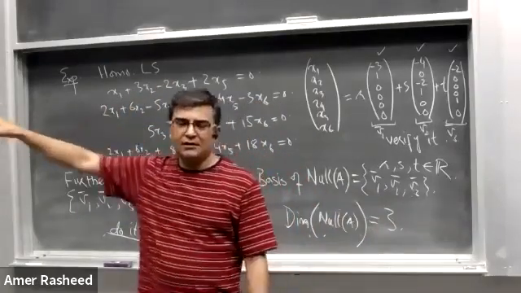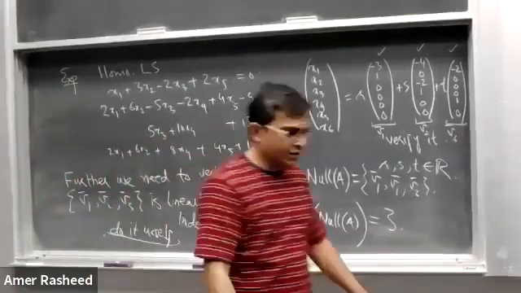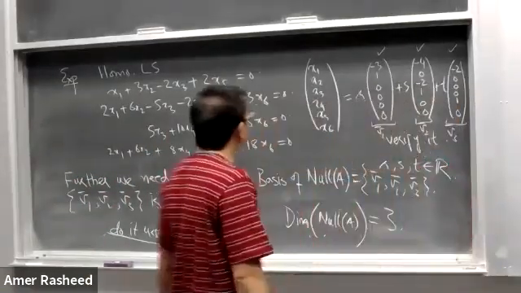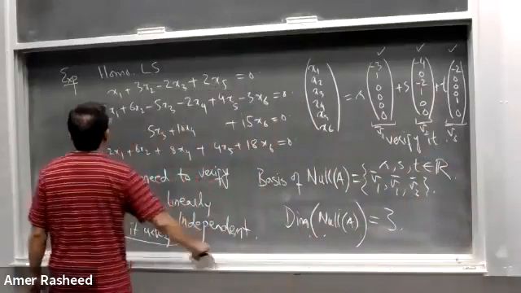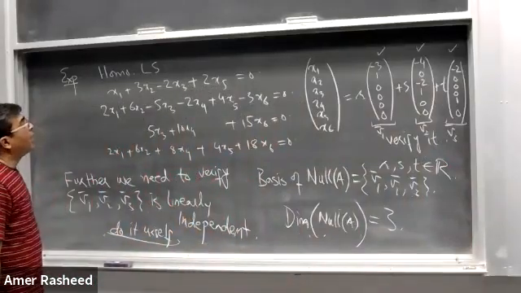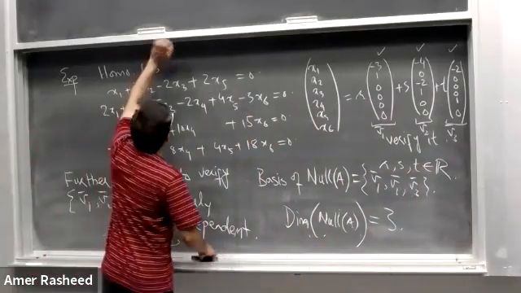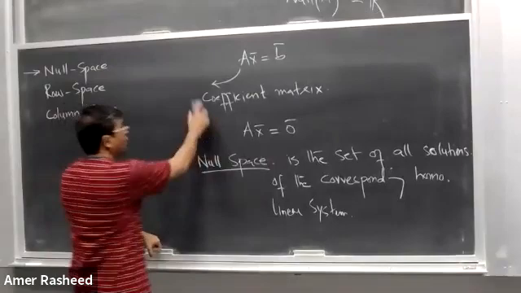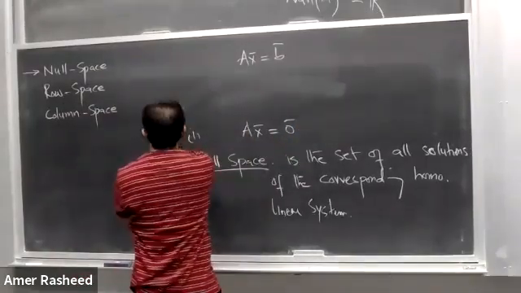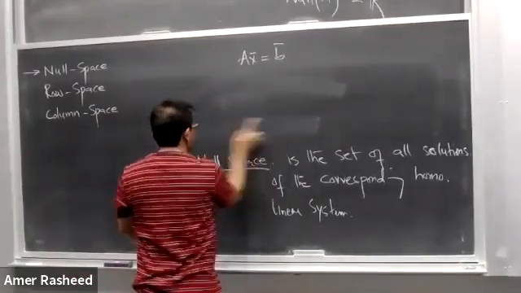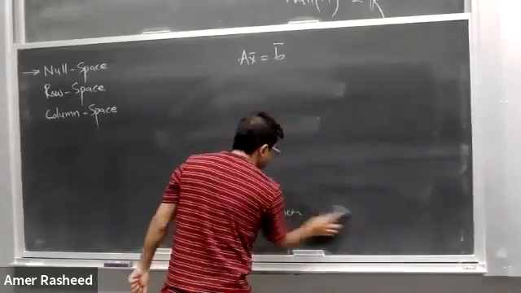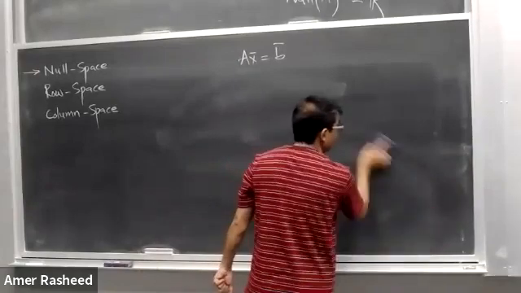Okay. I hope you get it. If you have any question, if you have any confusion, you can ask me. So if you don't have any questions, let me go now to the row space. Row and column space, we'll discuss them together because they are connected with each other.